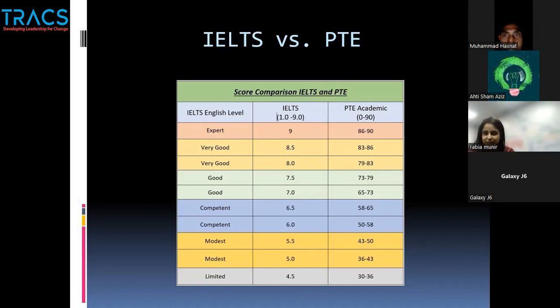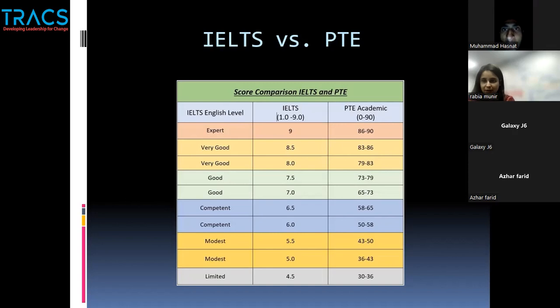ठीक है, तो अगर आप 6 बैंड्स का आपका टारगेट है या आपका 7 का टारगेट है, then you need to take scores around 50 to 70. इतने आपको रिक्वायर्ड हैं, जो कि मेनली रिक्वायरमेंट होती है एक फॉरेन यूनिवर्सिटी, डिपेंडिंग ऑन योर कोर्स. Fine. So here at TRACS, you will definitely get more than 7.5, which is like 79 to 83 or 79 to 86 in PTE. Fine. So this was about scoring.